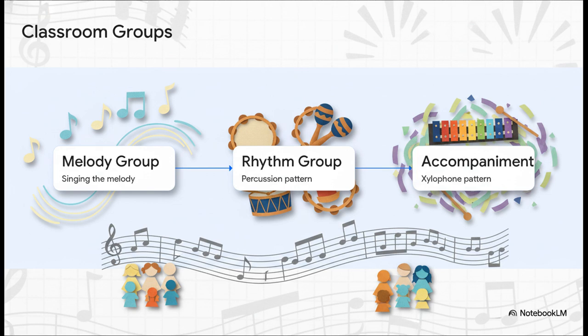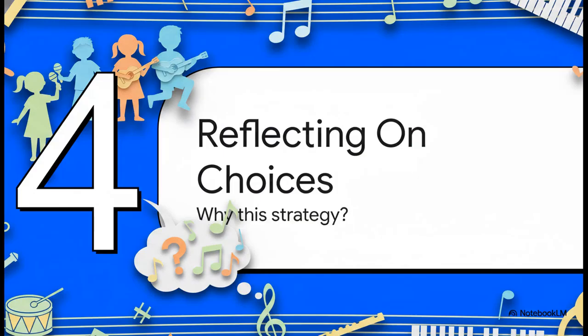By dividing the class up into these 3 distinct groups, you instantly transform a chaotic room into a highly structured, collaborative musical performance. Every single student has a designated role, and suddenly, that potential noise becomes a layered, beautiful arrangement. Which brings us to Section 4, Reflecting on Your Choices.